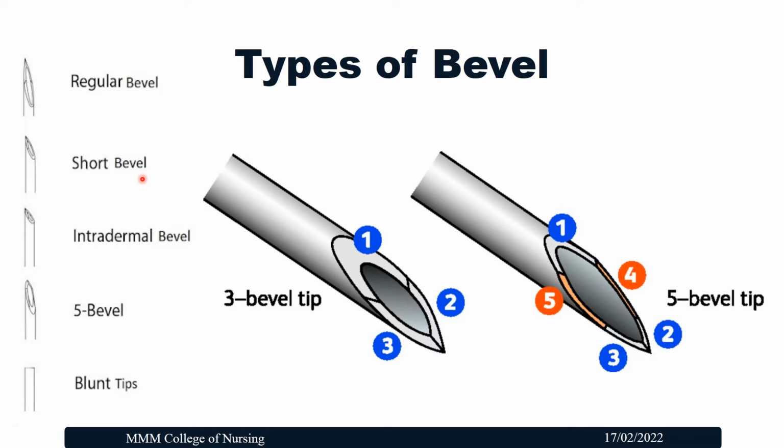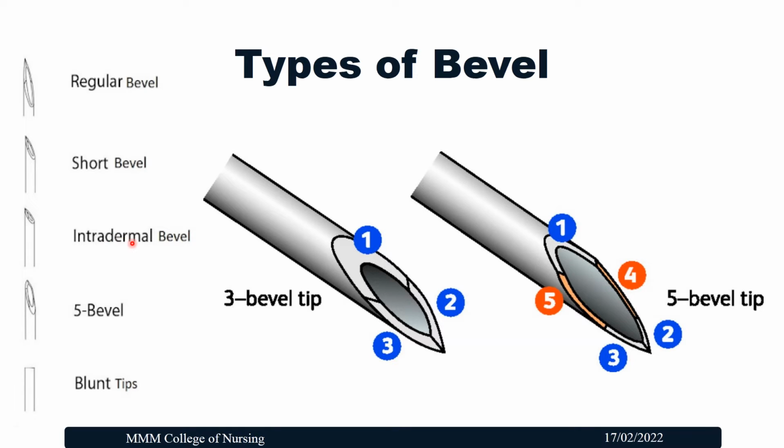The next one is the short bevel. These short bevel needles are used to administer vascular injections, like intravenous injections, or for withdrawing blood samples from the arteries, because it enhances the complete insertion of the bevel into the blood vessel.